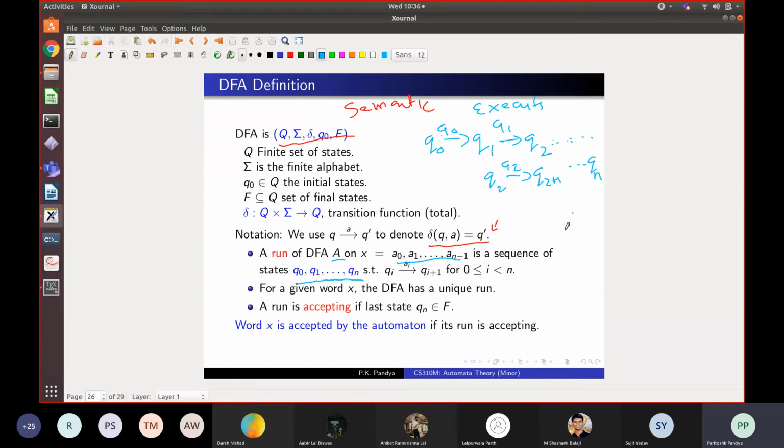So any confusion about this mathematically abstract definition of a run? Because this defines the execution or run of the automaton on any given word, right? And this run is unique.